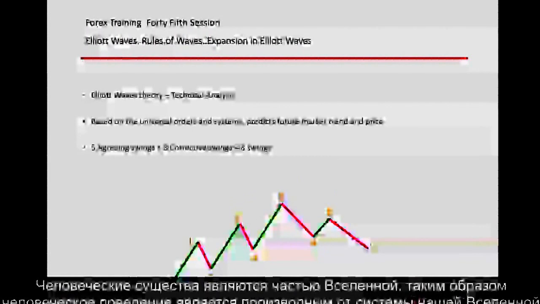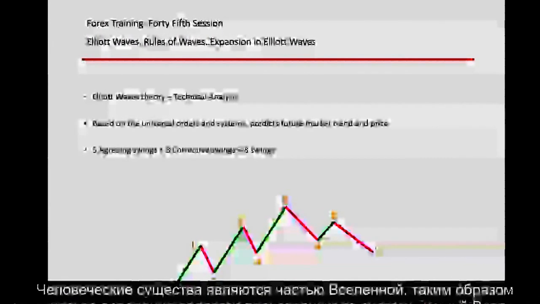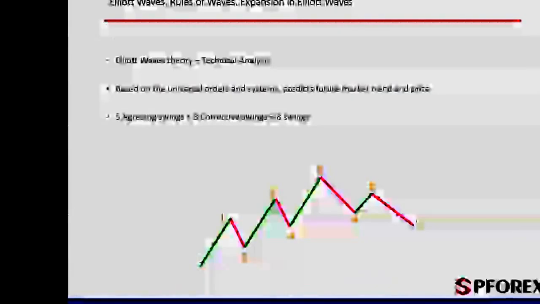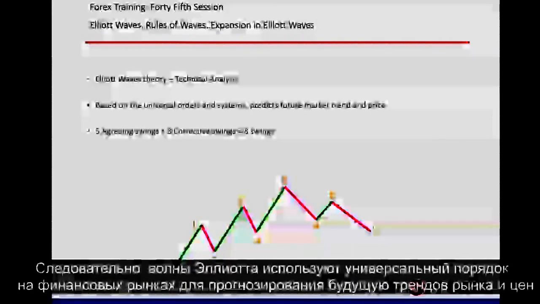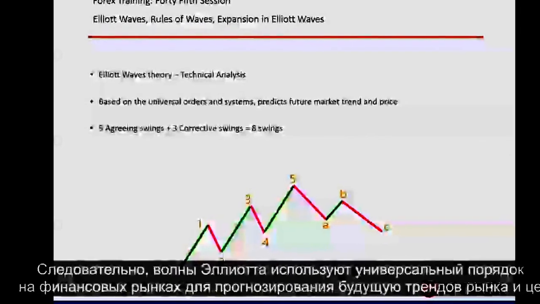Human beings are a part of the universe. Thus, human behavior is derived from the system of our universe. Consequently, Elliott waves applies the universal order to financial markets to predict future market trend and price.